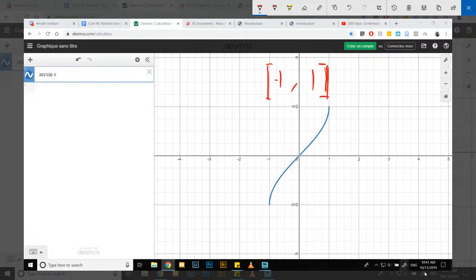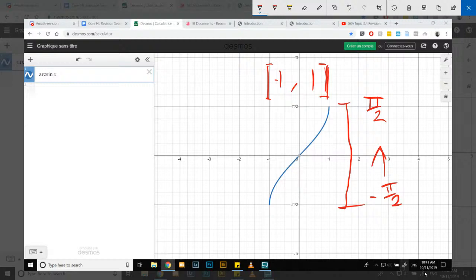And then in terms of height, you would be looking at from negative pi over 2 to pi over 2. So that's what your height is for the arc sine function: from negative pi over 2 to pi over 2, with domain -1 to 1.